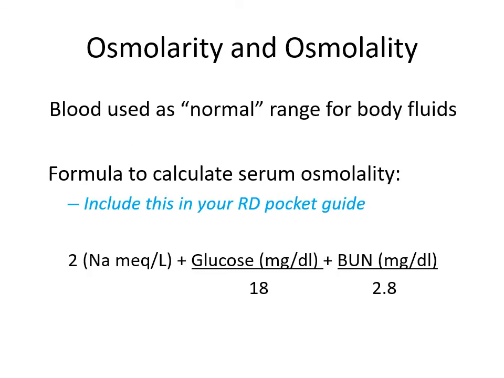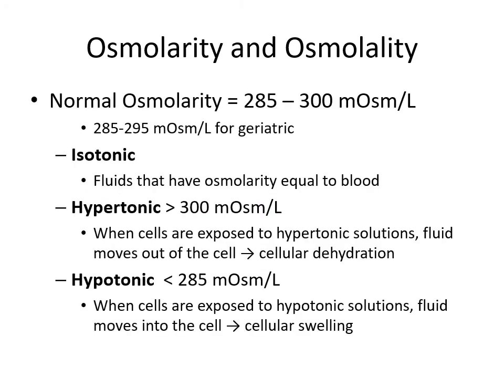Now again, looking at osmolality and osmolarity, again we have our formula. So looking at the normal range for bodily fluids, which we said was that 285 to 300-ish, and again we have our equation that we're familiar with. So again, that normal range of 285 to 300, and then for the geriatric population, a little bit more concentrated at 285 to 295. And again, just as a review, our isotonic solutions are fluids that have the same osmolarity. In this case, they're equal to the blood.